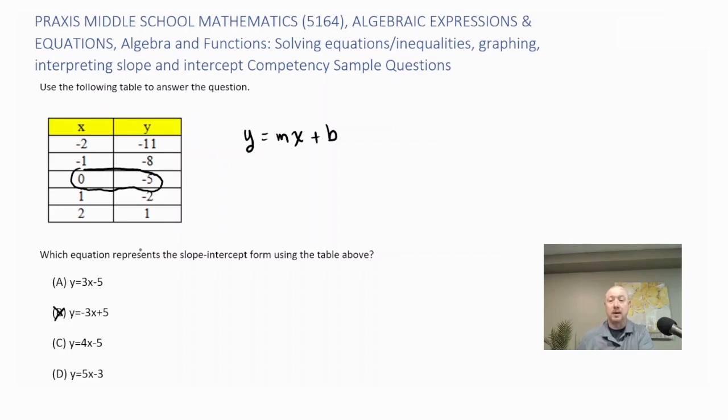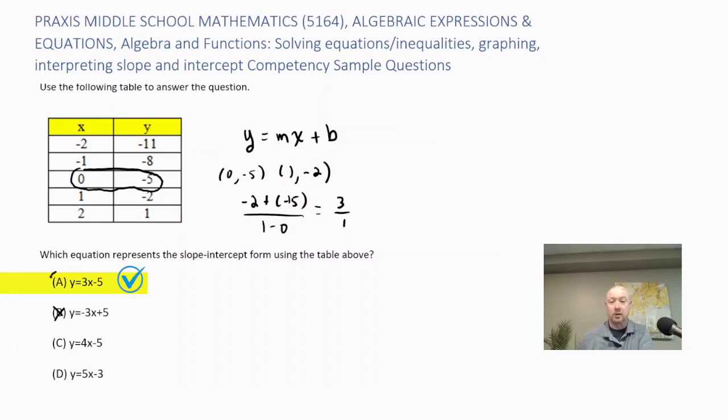So what I need to do is calculate my slope, and I'm going to use the point 0, negative 5, and the point 1, negative 2. So I'm going to go change of y, negative 2 minus negative 5, divided by change of x, 1 minus 0. If I calculate this, I get positive 3 over 1. So my slope has to be positive 3. So the correct answer here is choice A.